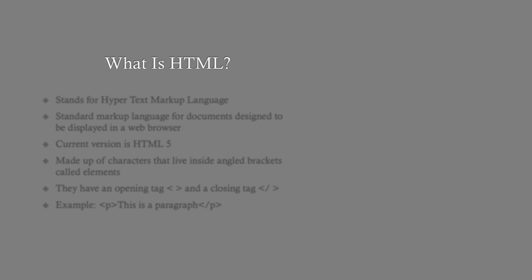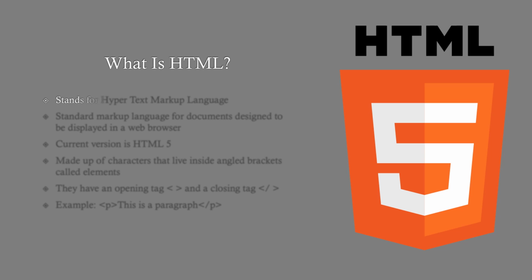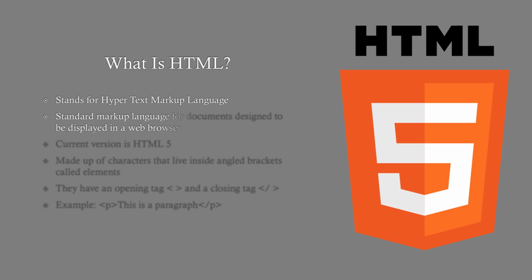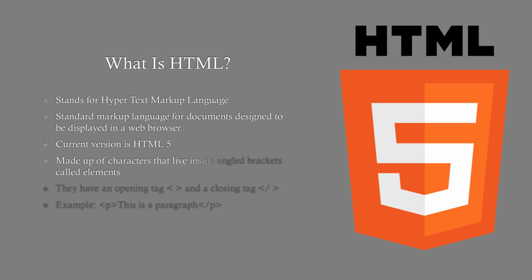So the first thing that we need to do is discuss what is HTML and CSS. HTML stands for Hypertext Markup Language. This is a standard language that documents are written in to be displayed on a web browser. The current version for 2021 is HTML5. It is made up of characters inside angled brackets called elements. This put together is called a tag.